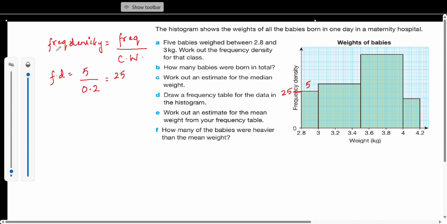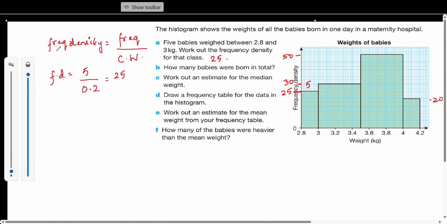If this is 25, this marking is 30, then 35, 40, 45. This marking is 50. This one is one grid lesser than 25, so this is at 20. We need all of this because subsequent subdivisions may need that information. So we worked out the frequency density for that class. We have found out this is 25.